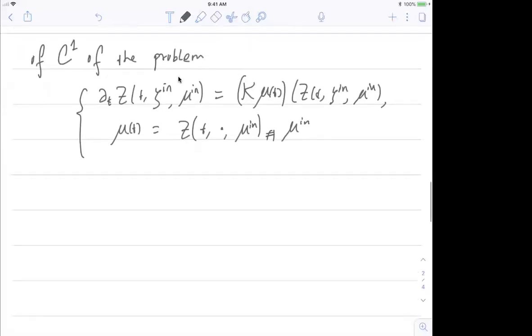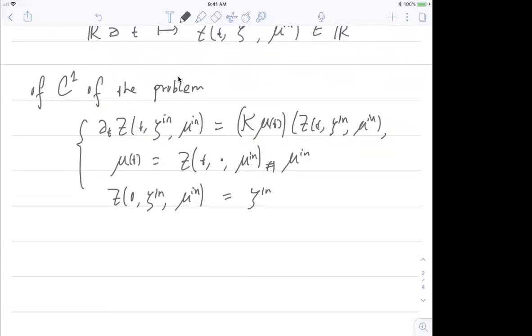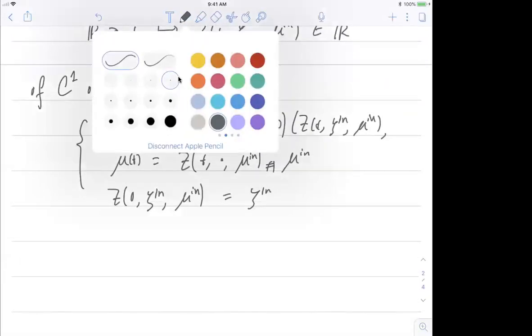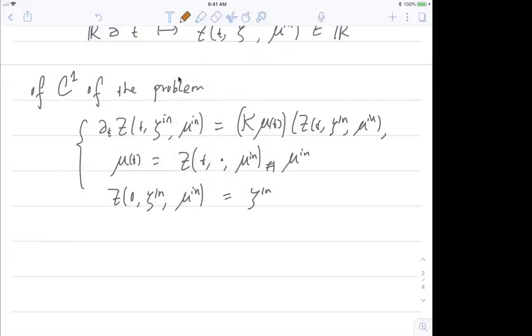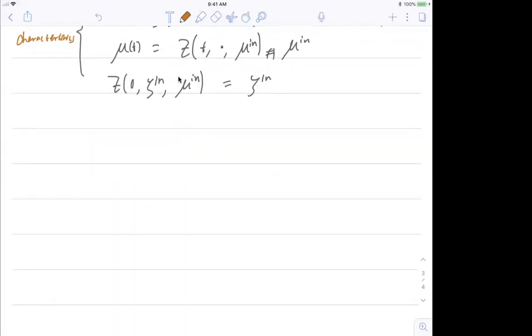Mu initial, and the initial data is just cosine initial. Okay. And we call this mean field characteristics. And the ODE is called the mean field characteristic flow.